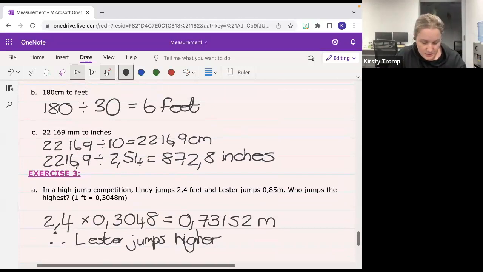Yes, ma'am. Divided by 2.54. Put it into your calculator for me. What do you get? I got 8,727.95. Okay, careful. Let's put it in your calculator again. 2216,9 divided by... do you see where you made a mistake? That's okay, no problem. It's just calculating mistakes.